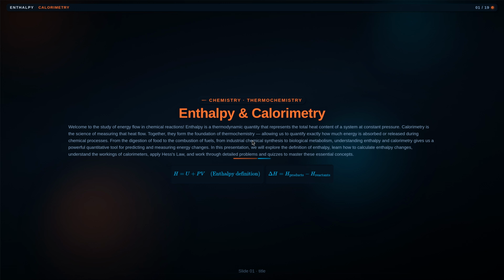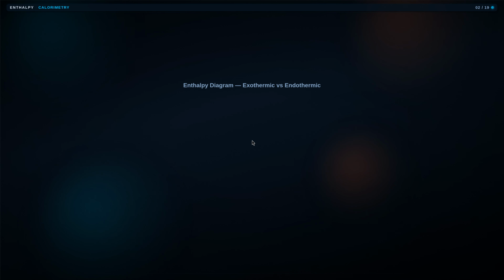chemical processes. From the digestion of food to the combustion of fuels, from industrial chemical synthesis to biological metabolism, understanding enthalpy and calorimetry gives us a powerful quantitative tool for predicting and measuring energy changes. In this presentation, we will explore the definition of enthalpy, learn how to calculate enthalpy changes, understand the workings of calorimeters, apply Hess's law, and work through detailed problems and quizzes to master these essential concepts.